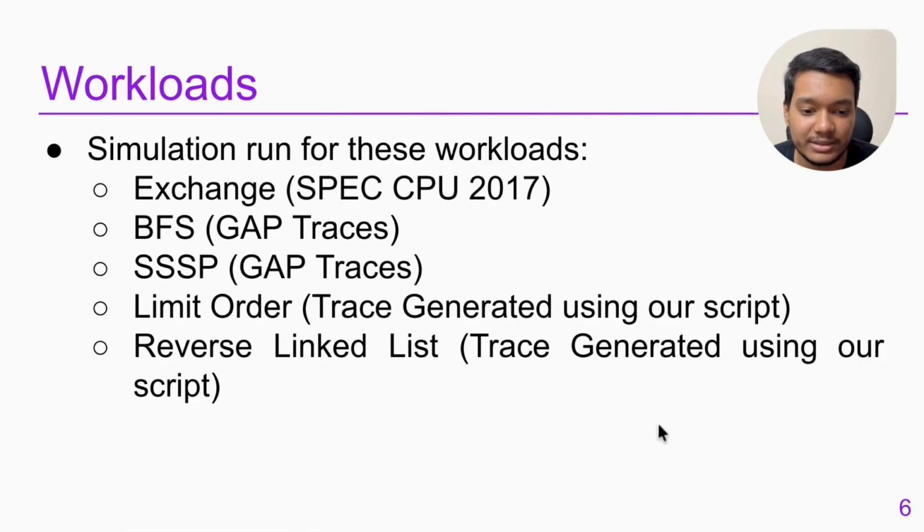To test this architecture, we didn't just use random code, we focused on pointer heavy workloads. We used traces from SPEC CPU 2017, which was the exchange trace, and also two GAP traces, BFS and SSSP. Additionally, we wrote our own scripts to generate traces for a reverse linked list and a limit order book.